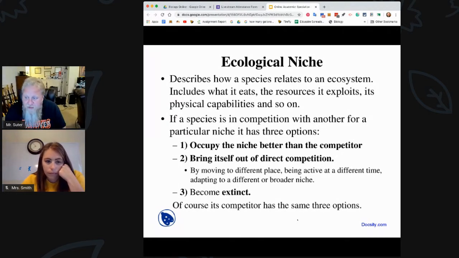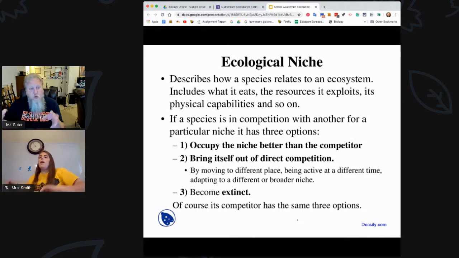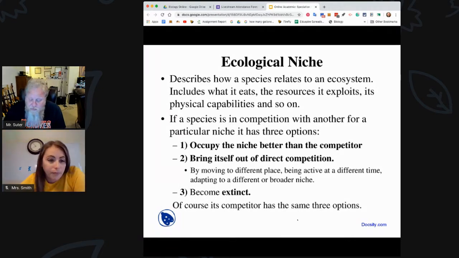So when there is competition, there's really three options according to this chart. Number one, you can occupy the niche better than your competitor. Do it better. Push them out of the way. Number two, you can bring yourself out of direct competition by moving to a different place or being active at a different time. So say two organisms hunt at the same place. If one hunts during the day and one hunts during the night, maybe they're not in competition as much anymore. Or number three, you become extinct.